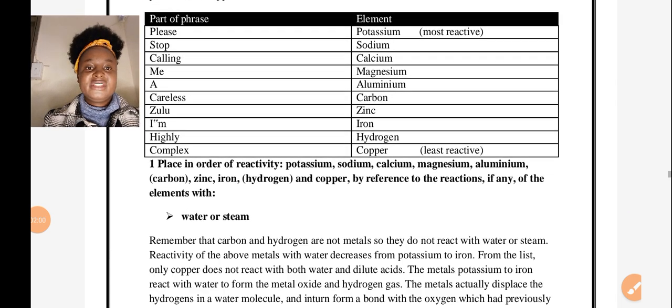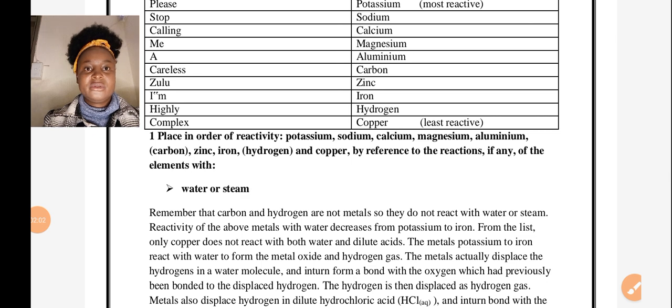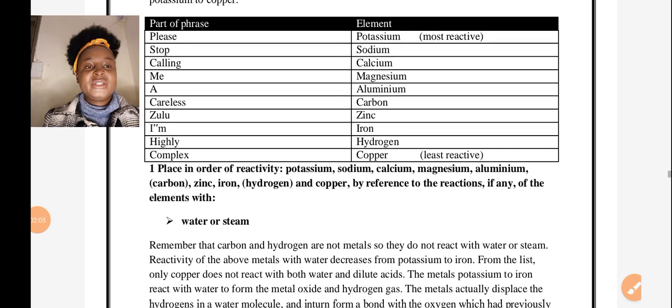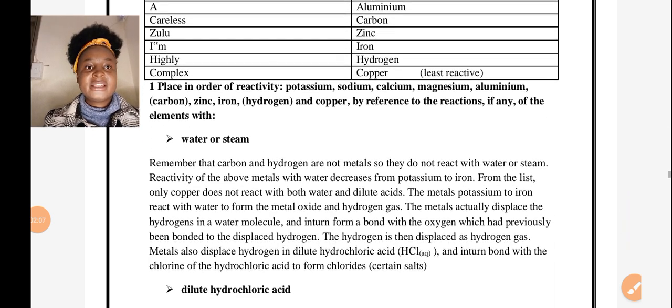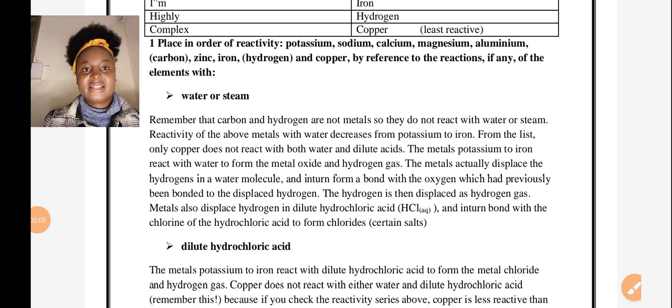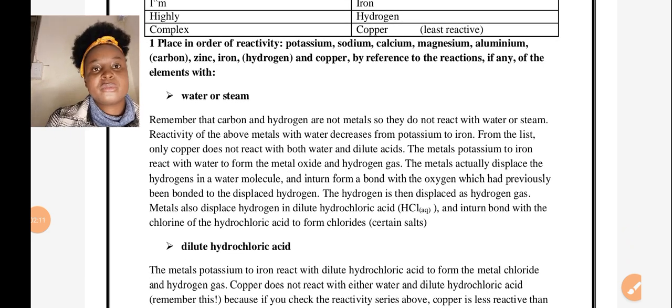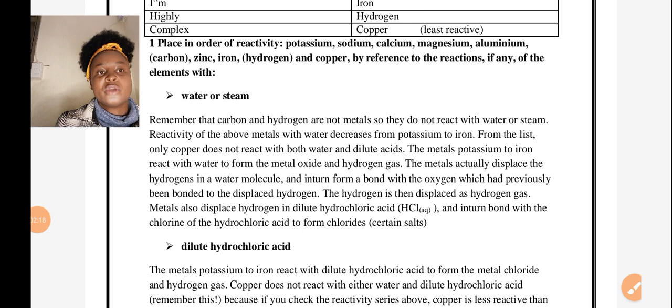So reactivity, we said it decreases as you go down. Meaning to say potassium is the most reactive, and copper is the least reactive. So we need to be able also to place in order of reactivity. We have potassium, sodium, calcium, magnesium, aluminium. We need to place them according to their order of reactivity. So if you master the phrase, then you are good to go, right?